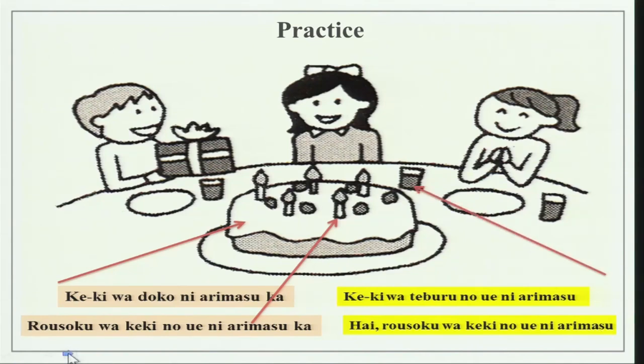Then we have these two glasses over here and let us see. Koppu wa doko desu ka? Well, can you tell me where the cups are? Will you try? Koppu wa tsukue no ue ni arimasu.